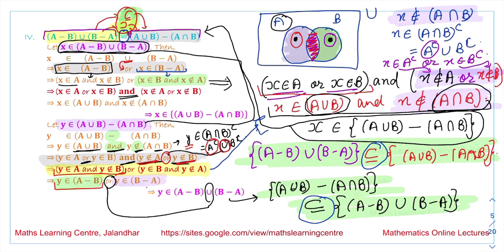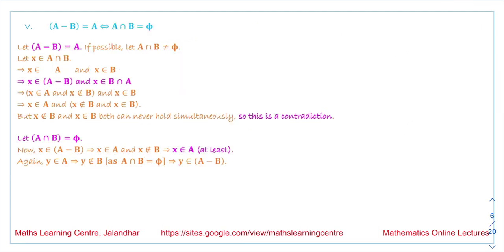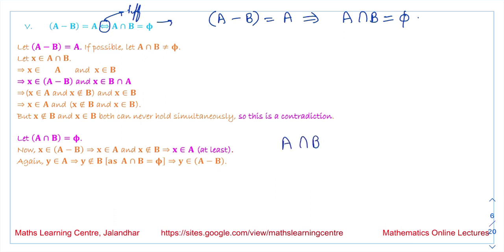Now the next thing we have to prove is that A minus B equal to A is implied and implied by, this is the symbol for if and only if, A intersection B is equal to phi. So first we have to prove that A minus B is equal to A implies A intersection B is equal to phi. Second we have to prove that A intersection B is equal to phi implies that A minus B is equal to A. We have to prove these two things.